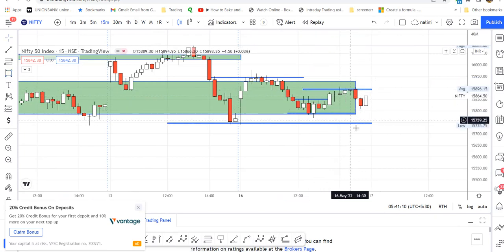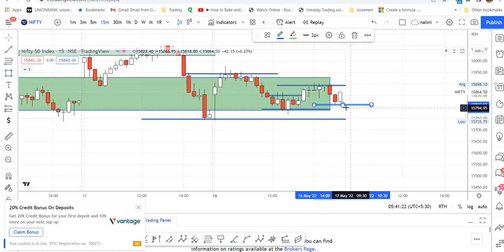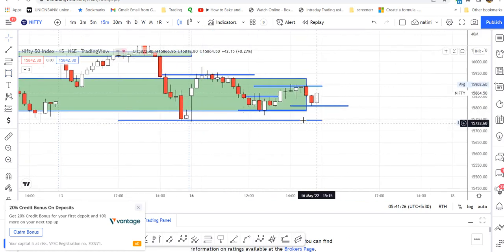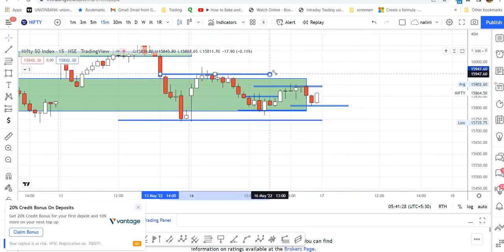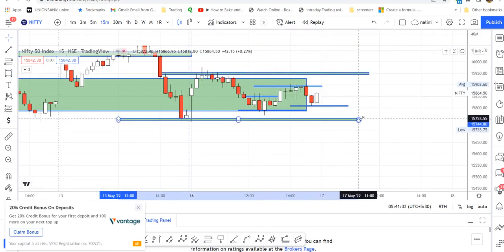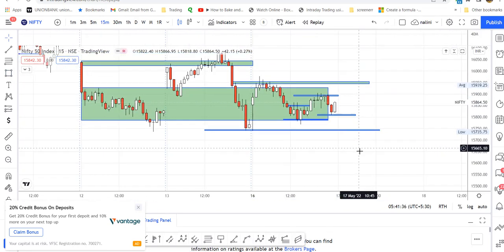And there is inducement, so you can look for the sell in the market. It came down. Now, this is the range. There is no manipulation here. If you drag this, the range will go like this. So price is ping-ponging within this range.